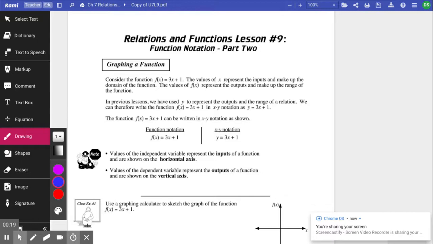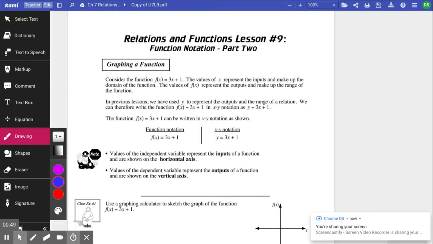So it says, consider the function f of x equals 3x plus 1. The values of x represent the input and make up the domain. The values of f of x represent the output and make up the range of the function. In the previous lessons, we have used y to represent the outputs and the range, and we can therefore write the function f of x equals 3x plus 1 in xy notation as y equals 3x plus 1.